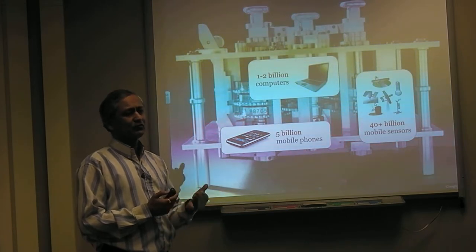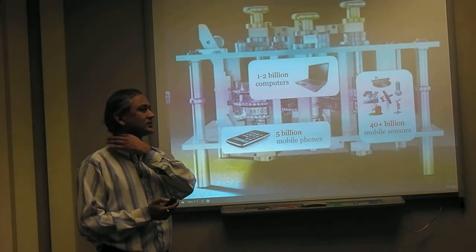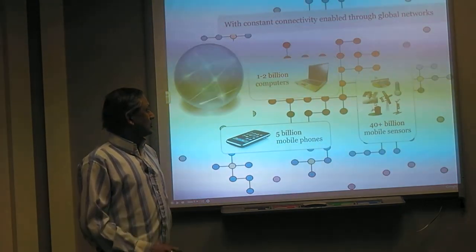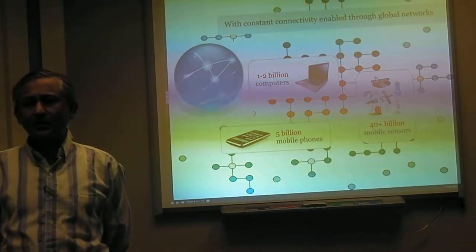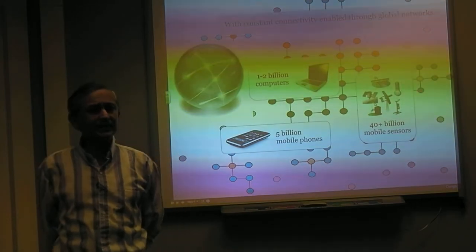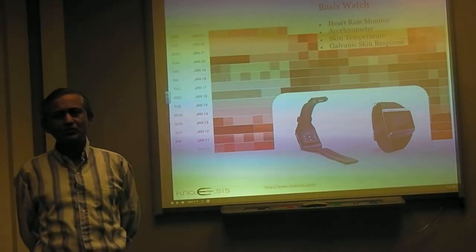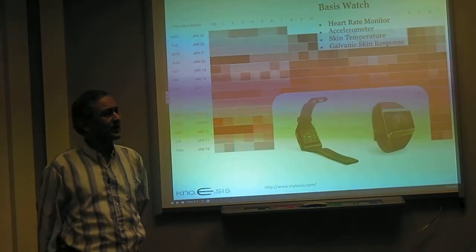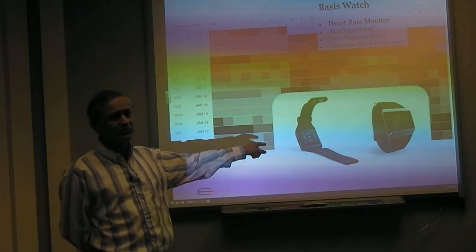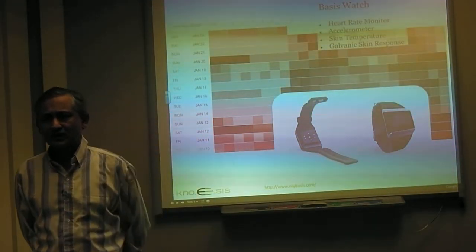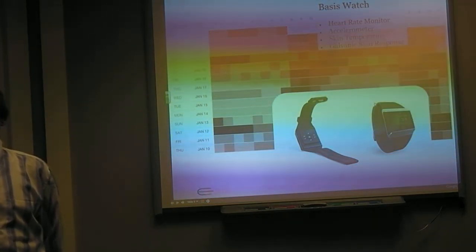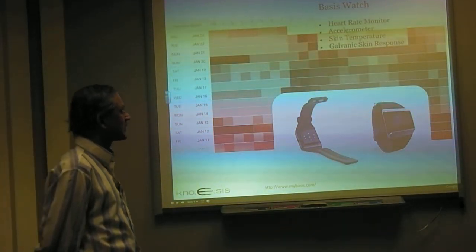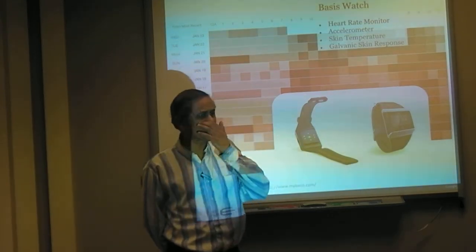Right? And that includes your phone sensors also, but many others. So clearly, all this generates a lot of data. Also this watch, for example, I believe Corey has one of these watches. So it collects heart rate, accelerometer, skin temperature, galvanic skin response, all these things we collect. So it can be used to measure stress, for example, also.